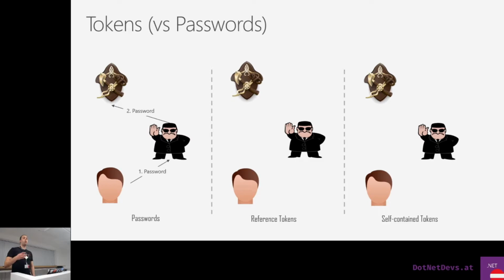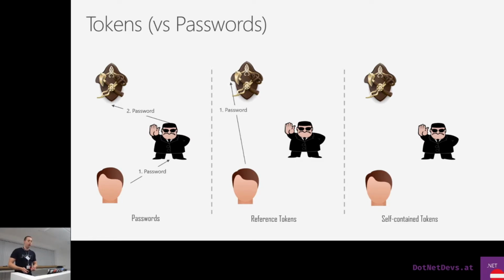But then for tokens, there are two types of tokens. There are reference tokens and there are self-contained tokens. The self-contained tokens would contain all the information that I need to know in the token. And the reference token is basically just a random value, or not random value, that doesn't have any intrinsic meaning, but I need to check what the identity provider tells me for the token.